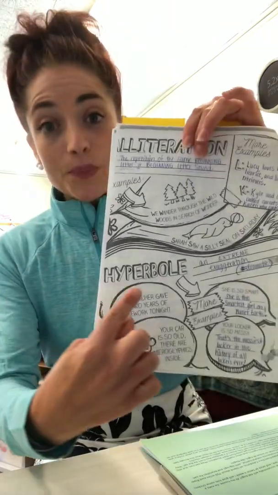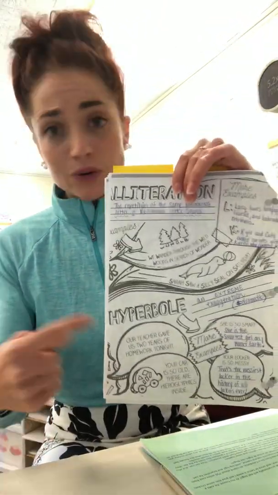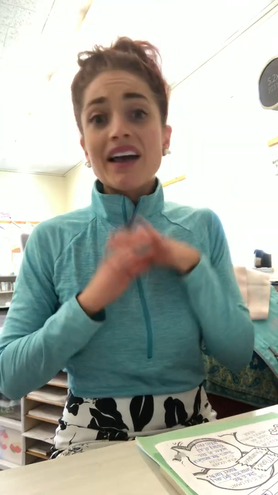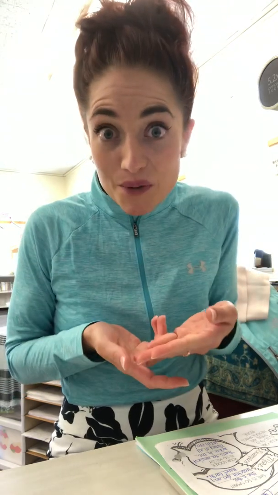There were some other examples that they already gave us that you don't have to write in because they're already on the page. One says, our teacher gave us 2 years of homework tonight. Really? No. That's just their way of saying it's going to take a lot of time to finish all this homework. There's also one that says, your car is so old, there are hieroglyphics inside. Hieroglyphics is a type of writing used by ancient Egyptians. So they're basically saying your car's super old, but they're definitely exaggerating when they talk about how old.